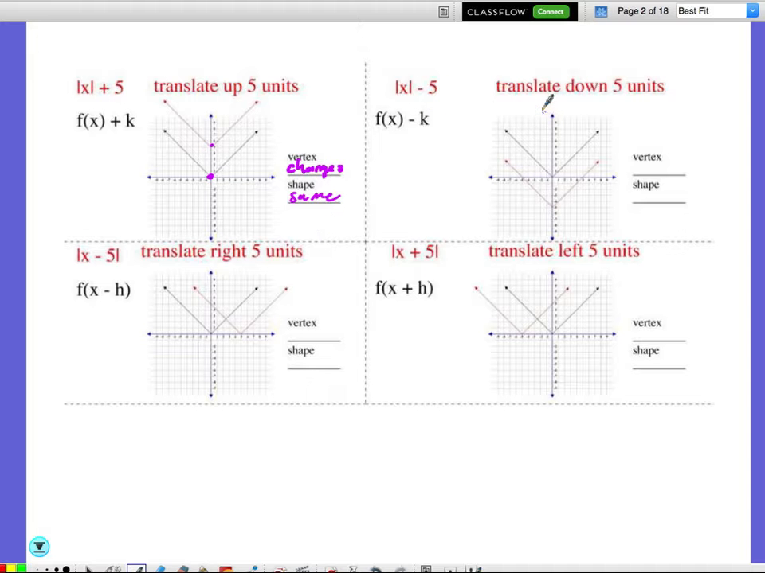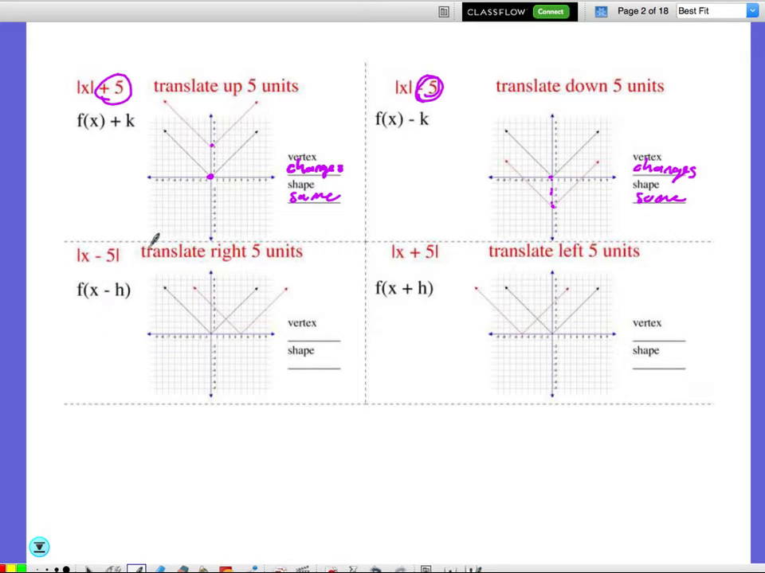Okay, let's look at this next function. Notice here we're subtracting outside the absolute value. Here we're adding outside the absolute value. So if we're subtracting outside, this is a translate down, specifically 5 units. Notice again here, the vertex moved down 5 units, and so the vertex changes. And what about the shape? Again, the shape stays exactly the same.